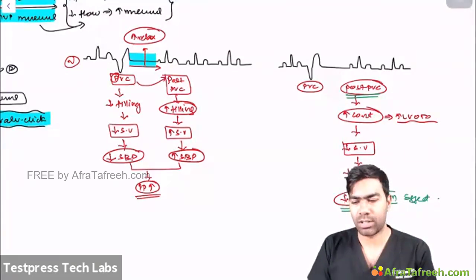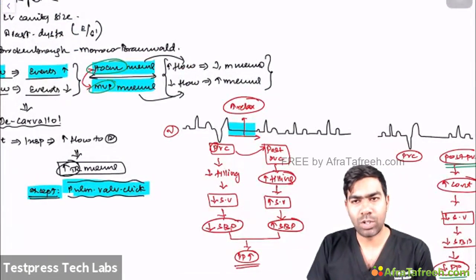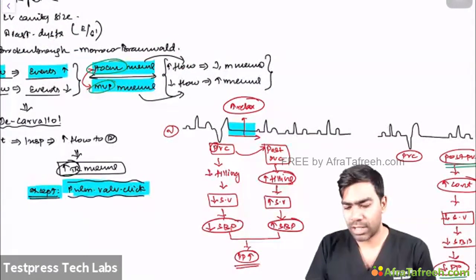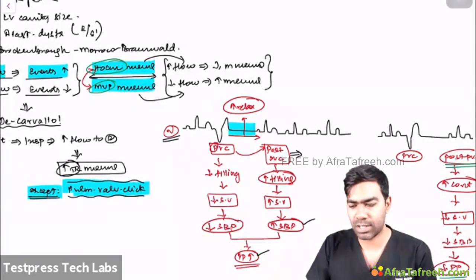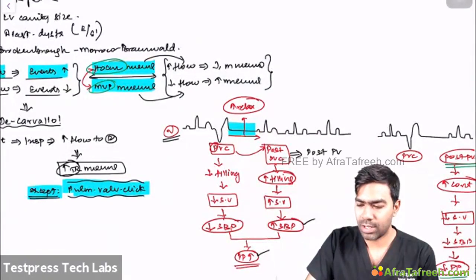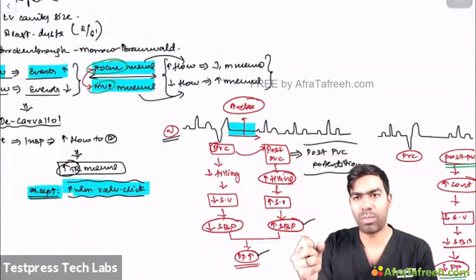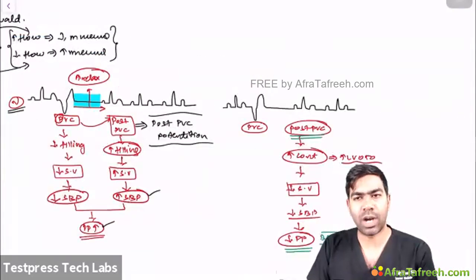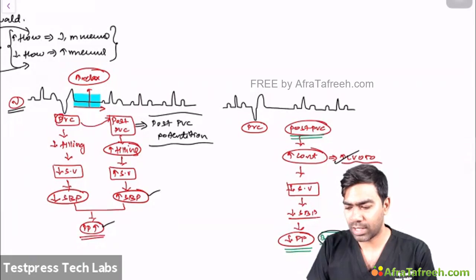This is a very important difference between MVP and HOCM. In MVP, you don't see this effect; in HOCM, you can see it. Normally, after the PVC, your SBP will increase and pulse pressure will increase. This is what we refer to as post-PVC potentiation, where the next beat after the PVC will be more powerful, simply because the ventricle is contracting harder. But in HOCM, that harder contraction is the problem, producing LVOT obstruction and resulting in reduction in the pulse pressure.